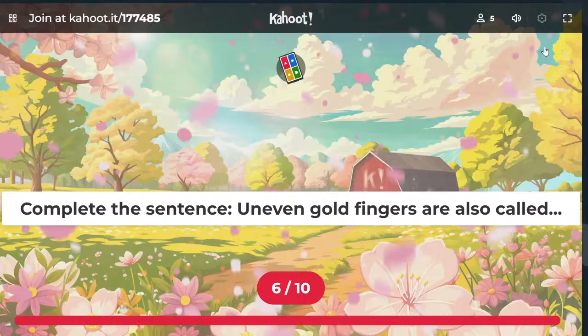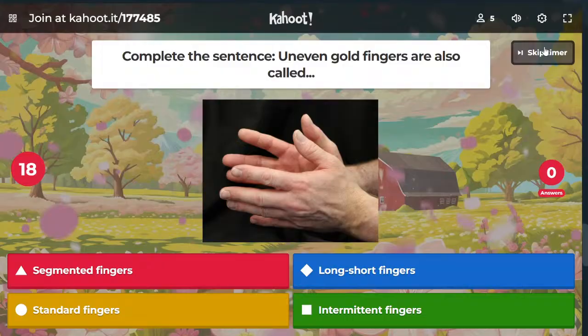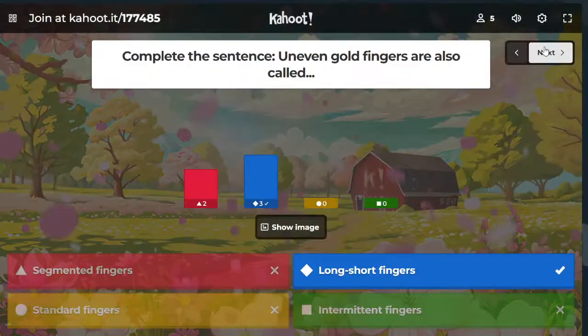Complete the sentence. Uneven gold fingers are also common. Uneven gold fingers are also common. Option A, segmented. B, non-standard. C, standard. D, intermediate. Two people answered segmented.